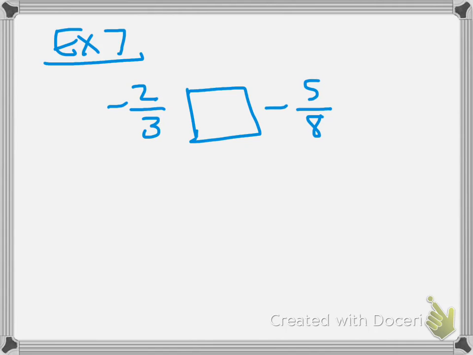Okay, the last one, example 7, negative 2/3 and negative 5/8. We could do the shortcut, which is 8 times 2 is negative 16, because this is a negative fraction. And 3 times negative 5 is negative 15. On the number line, negative 15 is to the right of negative 16, so it's greater than.